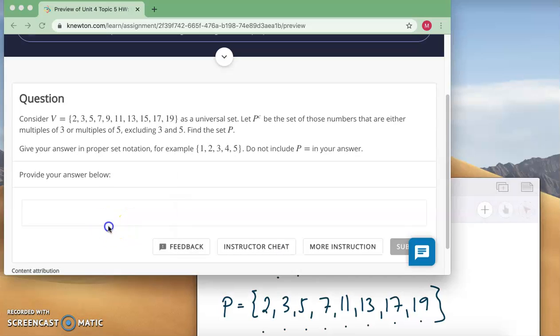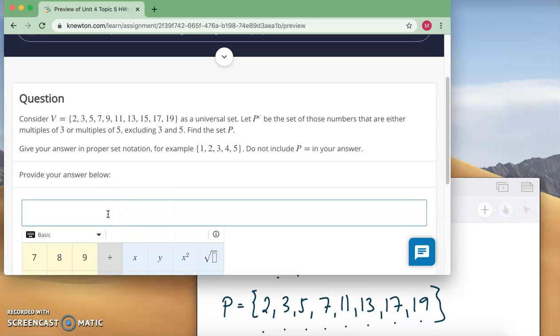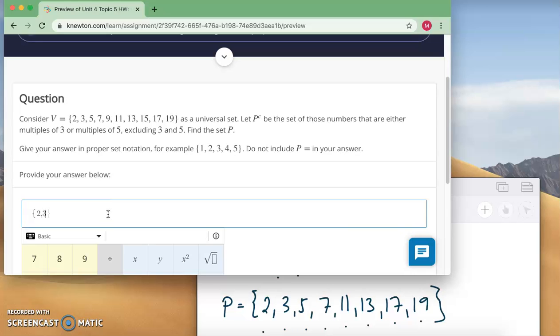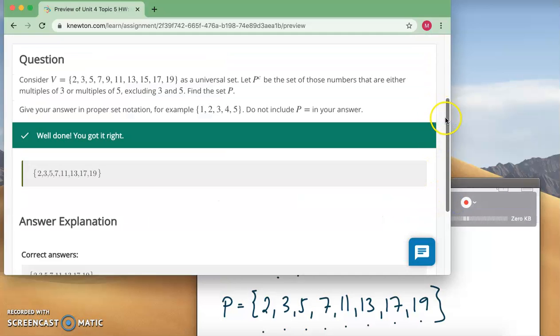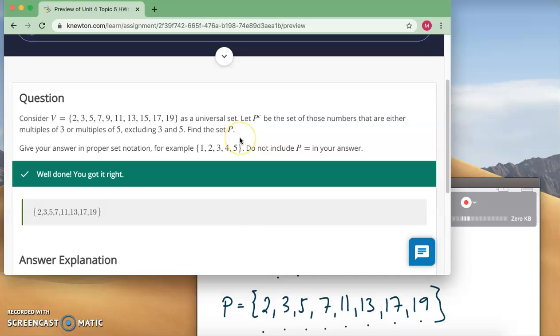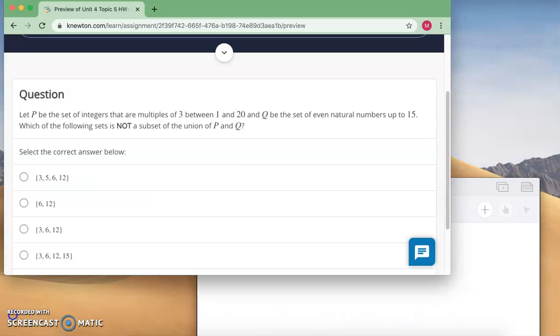So let's go ahead and put our answer in here. Remember, it says do not include P equals. So we're going to say P is 2, 3, 5, 7, 11, 13, 17, and 19. All right, let's go ahead and check our answer. Submit. Well done. So again, it's not that this is so hard. It's just a matter of understanding what they talk about with complement and making sure we use the right notation, which is really important.